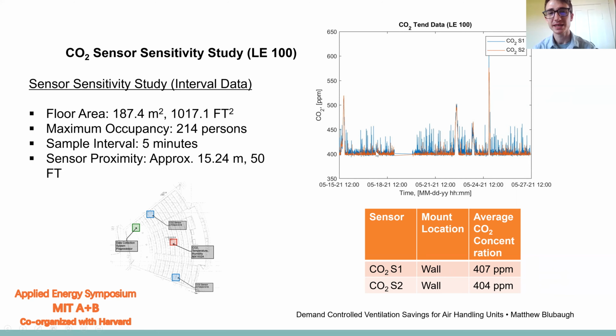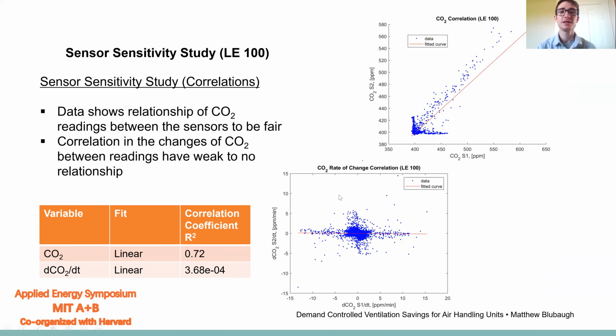We can see from the data that the average concentration of CO2 that they're seeing is relatively similar, and we can also observe from the graph that these sensors relatively follow the same trend. Looking at this data a little deeper for LE100, we see that the CO2 sensed by sensor 1 versus sensor 2 has a relatively good relationship, a stronger correlation of 0.72. So what one CO2 sensor sees, the other relatively sees as well. There's a relationship between the CO2 throughout the room.